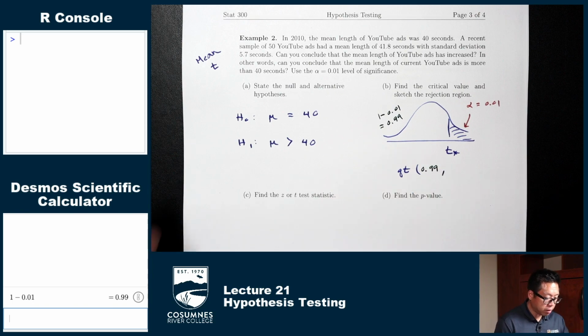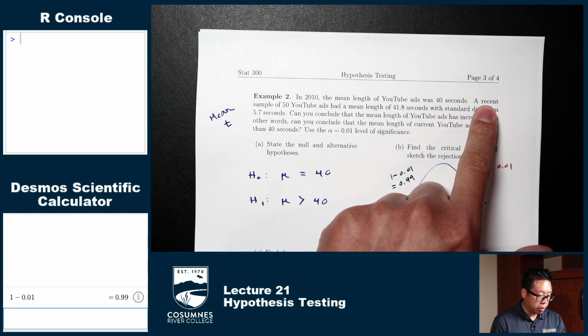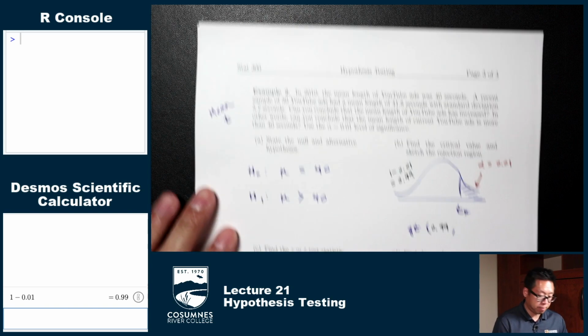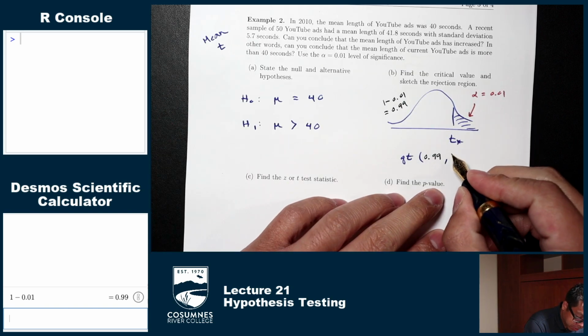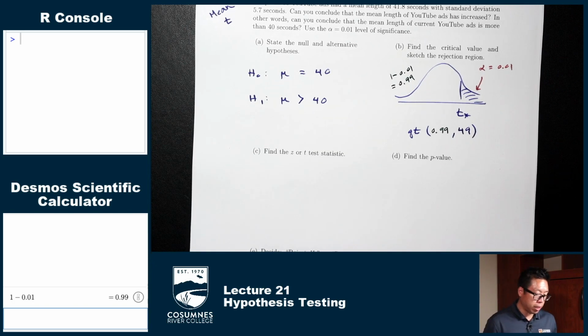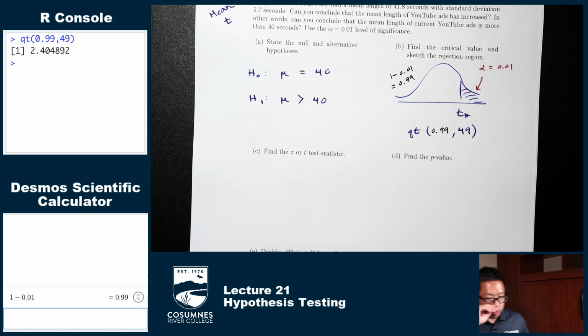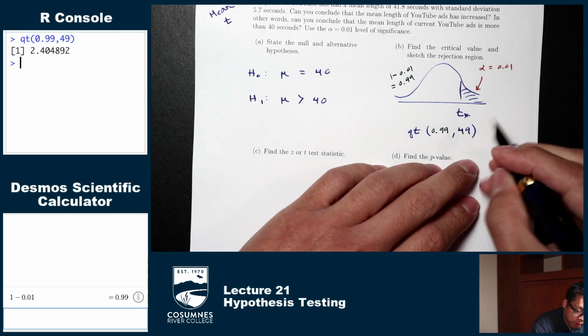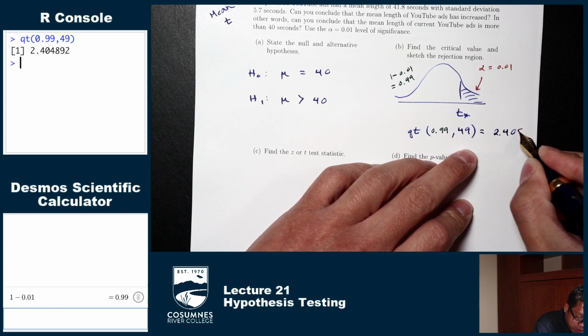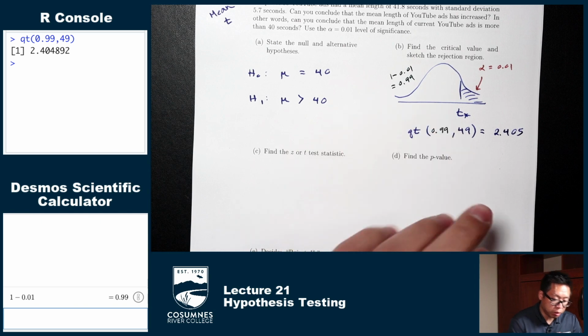So what is the sample size? A recent sample of 50 YouTube ads, so 1 less will be 49. Okay, so we're going to do qt 0.99, 49. Okay, this gives me 2.405. And this is the t star that I'm looking for.